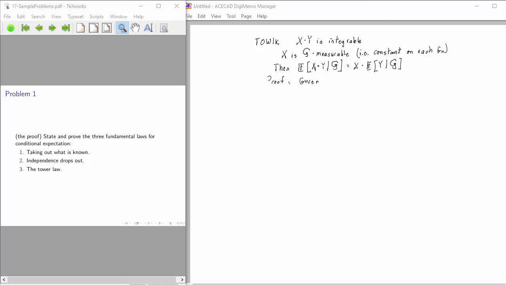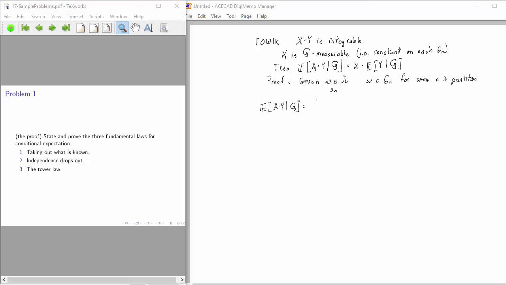Let's consider some little omega in our sample space. This omega is going to be an element of G sub n for some n in the partition. And that's what makes this proof dead easy. Let's call it omega sub n. And then work out the conditional expectation.